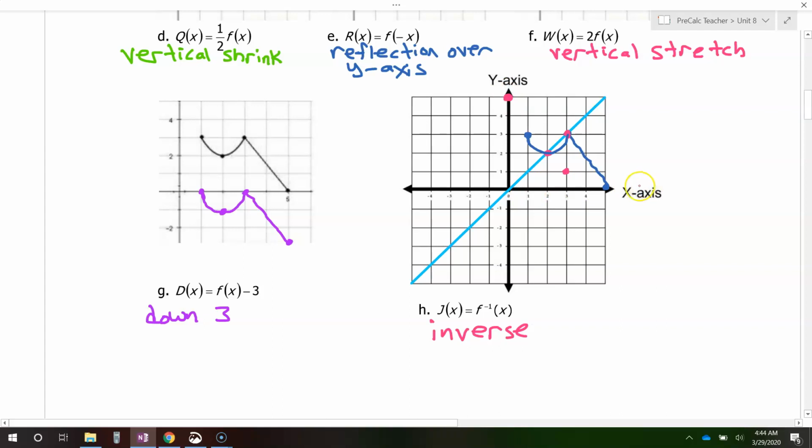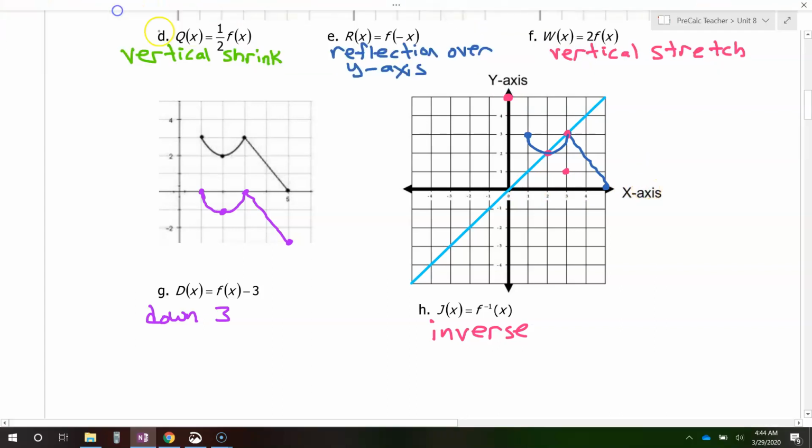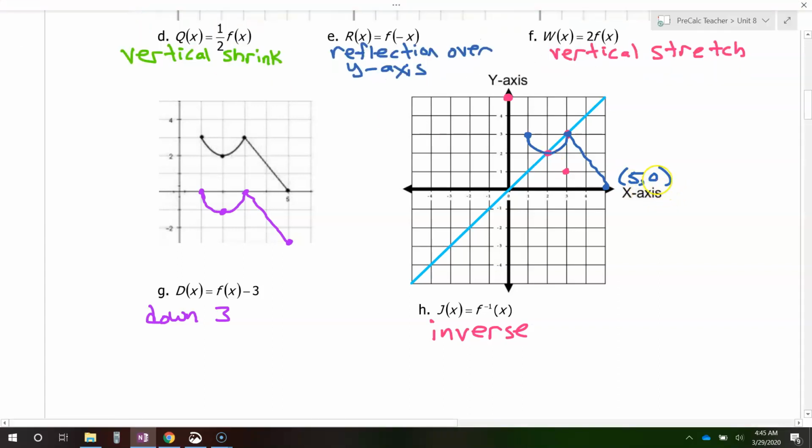There's another way I could have done this. I could use the coordinates as well. I probably should mention this. The coordinates of this point right here are 5, 0. If I want to do the inverse, I just reverse the x and the y. So this would have to be 0, 5, which of course is right here. So that's another way to find the inverse.